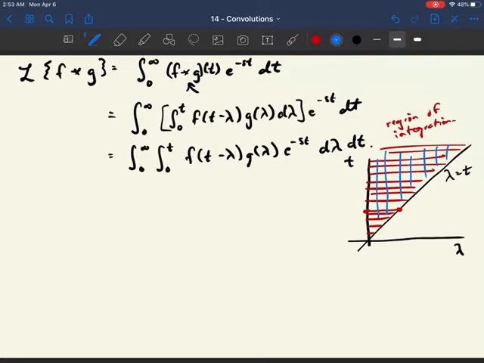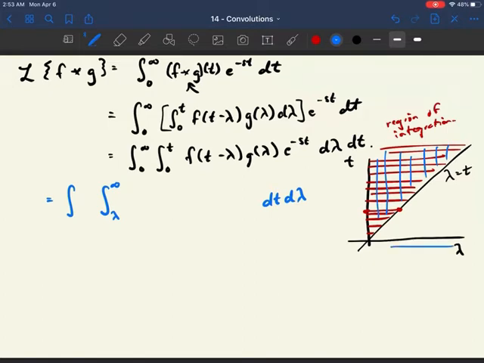Well, we're going to reimagine this. We're going to rewrite the same thing, but instead we're going to go like this. Right, so how would that work? Well, that's reversing the order of integration. So we're going to be doing this now. Instead of d lambda dt, it's going to be dt and d lambda. And we have to figure out our bounds.